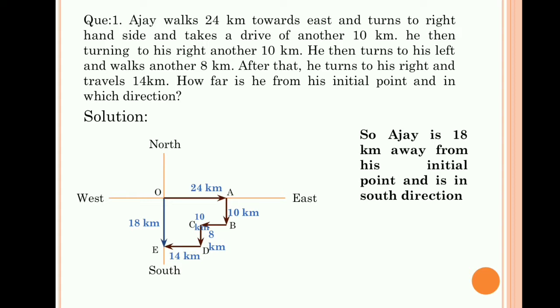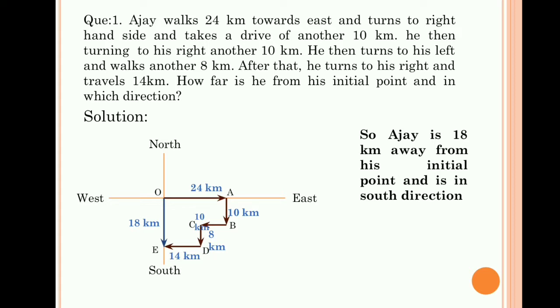Now it is given that he turns to the right hand side and takes a drive of another 10 kilometers. Suppose you are standing at point A and facing towards east. So your right hand will be towards south and left will be towards north. It is given that he turns towards the right hand side, so we will take a turn from point A and go for 10 kilometers. So AB is 10 kilometers.